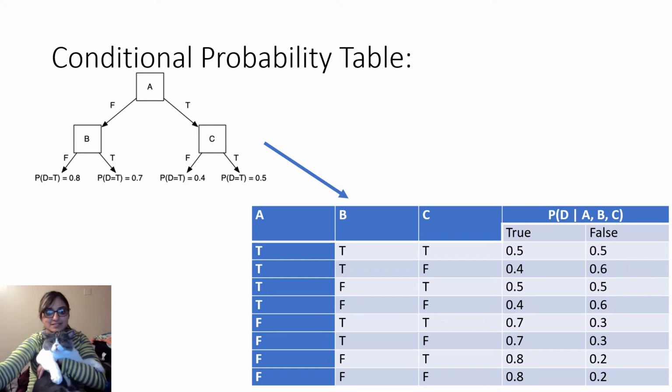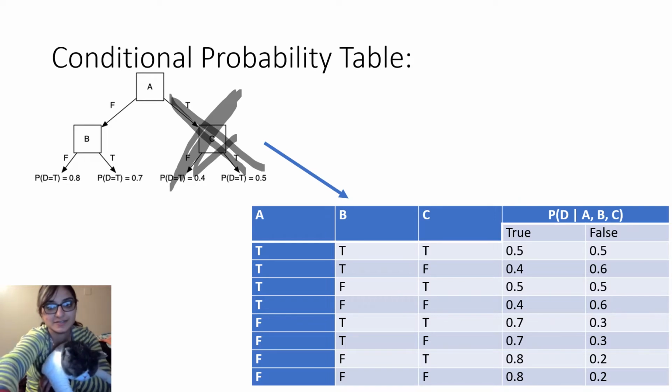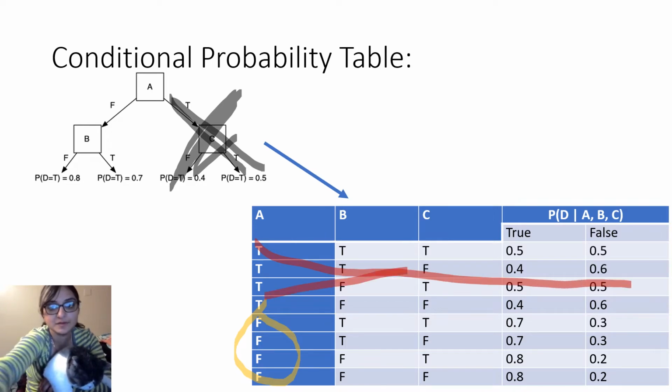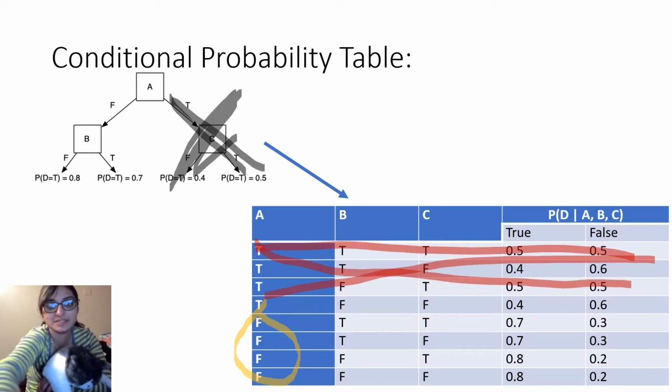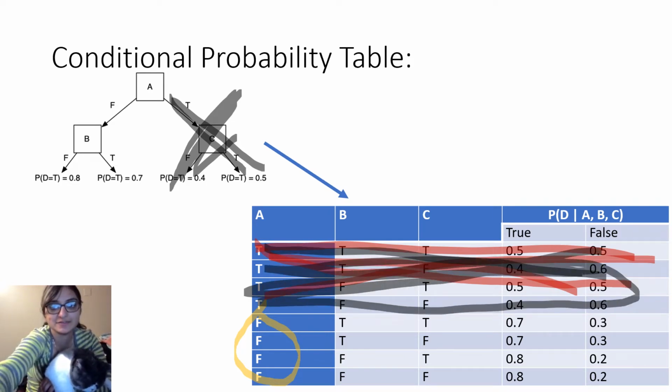So let's look here and say, okay, let's just forget this part of the table for now. Let's just focus on the situation here where A is false. So we're just going to look at A being false, which takes us to this part of the table. We're going to black out all the stuff here, and we're just going to focus on when A is false.